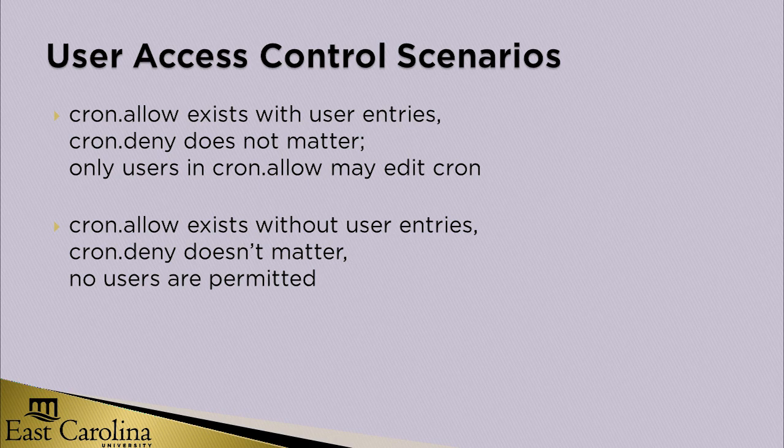Since user access to cron can be confusing, let me go through a few scenarios and explain their outcomes. Firstly, if cron.allow exists with user entries, cron.deny doesn't matter. Only the users in cron.allow may use cron. In another situation, if cron.allow exists without user entries, cron.deny still doesn't matter, and nobody will be permitted to use cron.